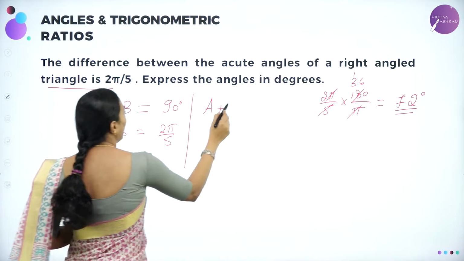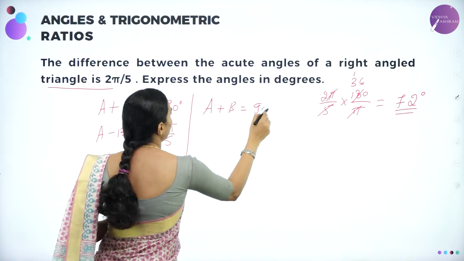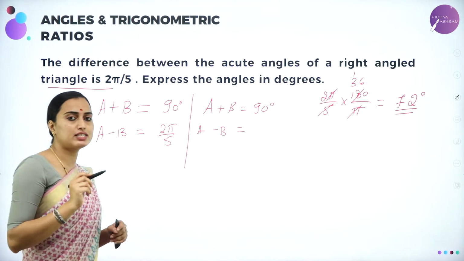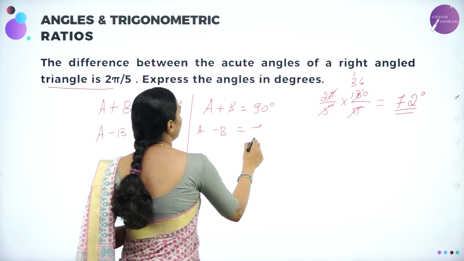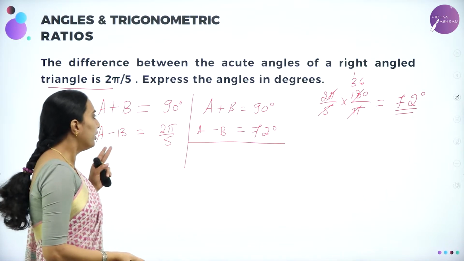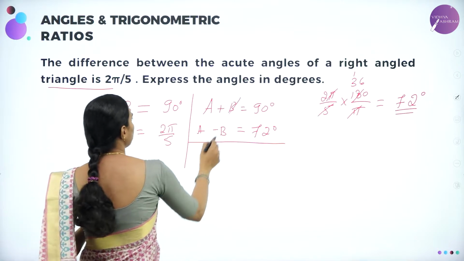Here I am writing A plus B is equal to 90 degree. Similarly, A minus B, converting 2 pi by 5 to degree, is nothing but 72 degree. So what I want now is the angle, isn't it? Therefore, you are going to have plus b and minus b getting cancelled.